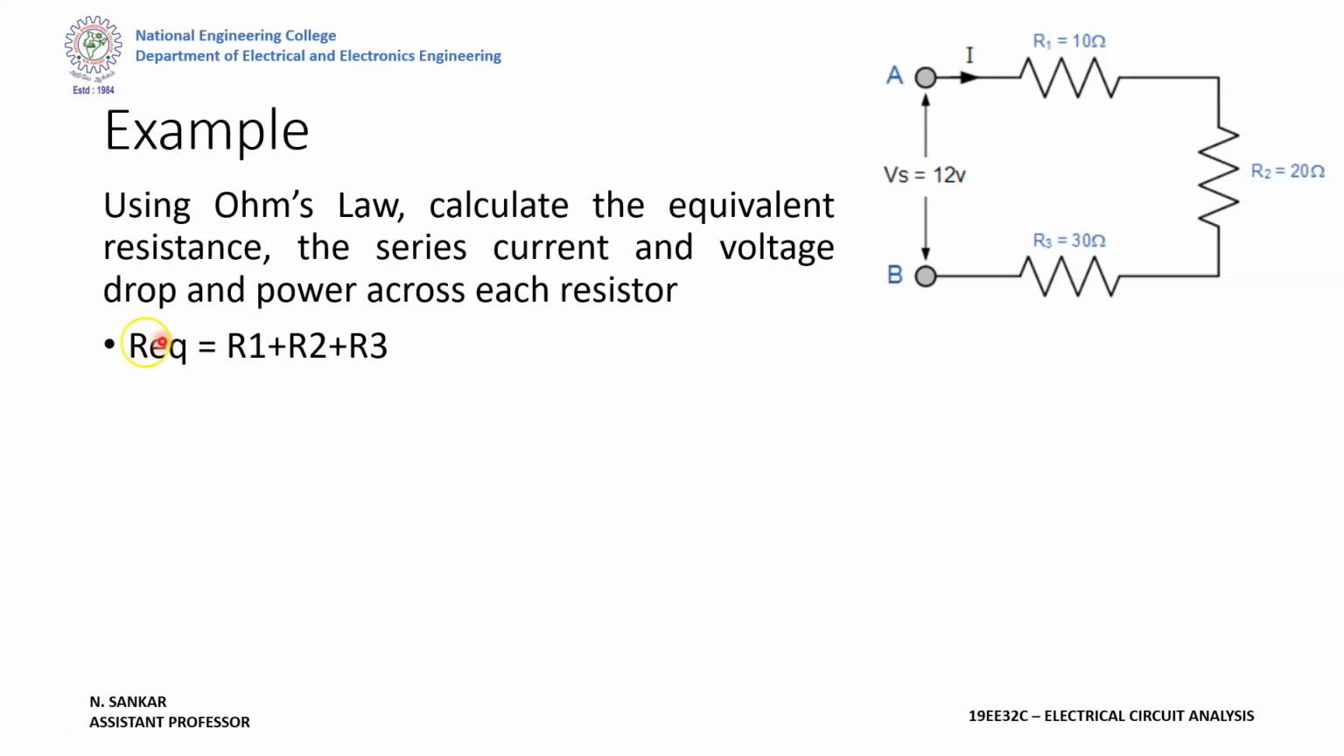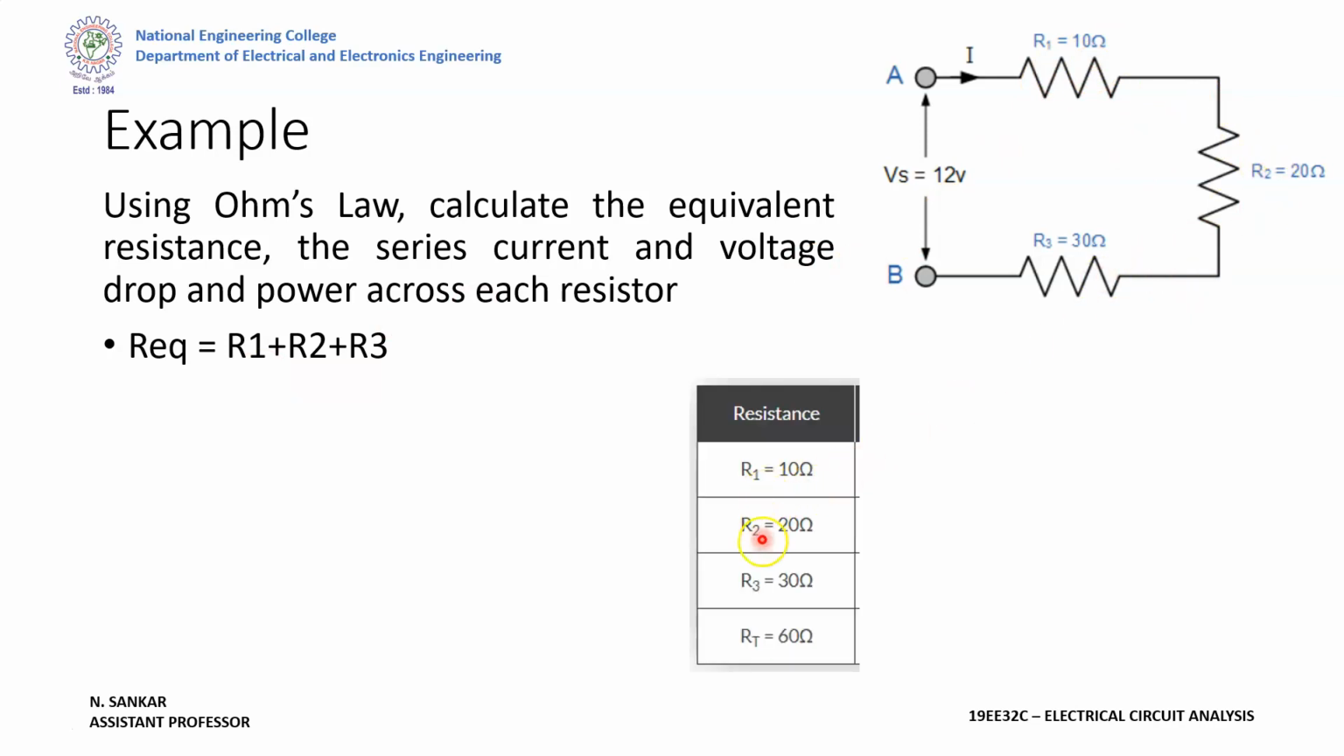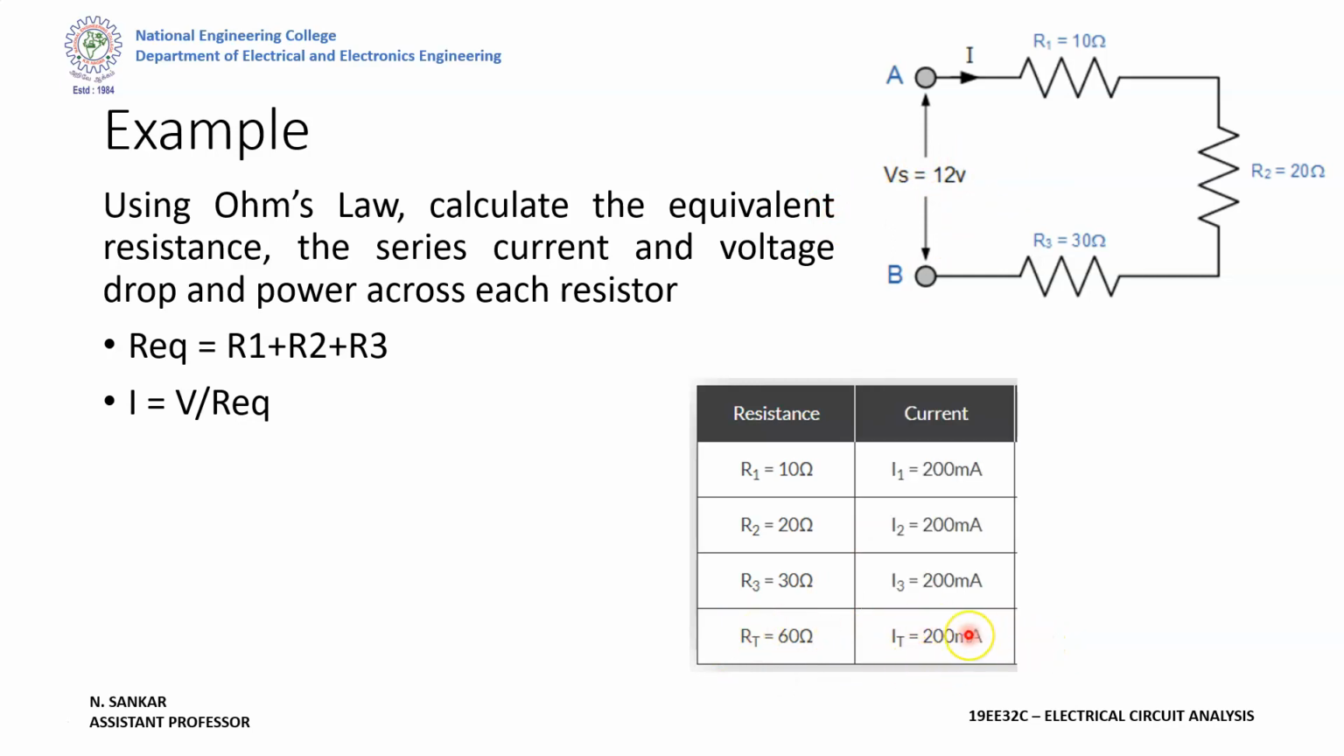So first of all, R equivalent is nothing but the sum of all resistors. Just add all the resistors: 10 plus 20 plus 30, R1, R2, R3, which will be equal to 60. So R total, that is R equivalent, is 60 ohm. Next, we need to find the series current. So I is equal to, as per Ohm's law, V by R equivalent. Here we know the value of V, that is 12 volt, and R equivalent is 60. Then 12 by 60, just take the calculator and divide, is equal to 0.2, so it can be written as 200 milliampere.